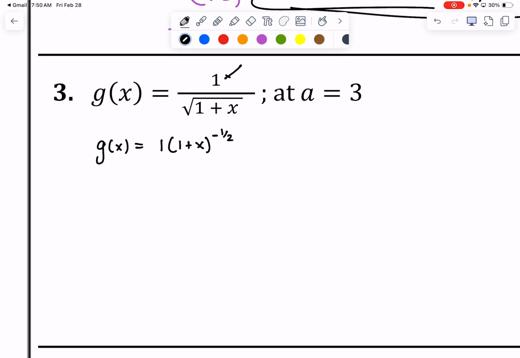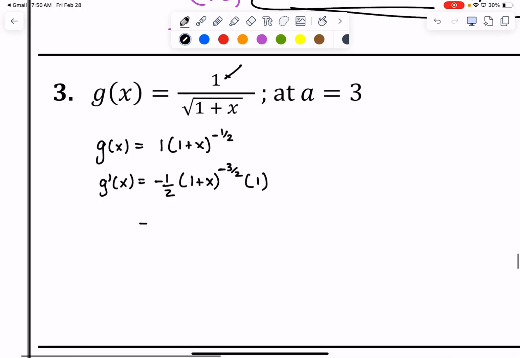Now, if the top's not a constant, you would have to use what? Then you have to use quotient rule. All right, so we're going to have g prime of x is going to be equal to negative 1/2. Negative 1/2 times 1 is negative 1/2 times 1 plus x to the what? Negative 3/2. And then what's the derivative of the inside? 1. So that don't really matter. Okay, so we're going to have negative 1 over 2 times 1 plus x to the 3/2. All right, so there's my g prime of x.